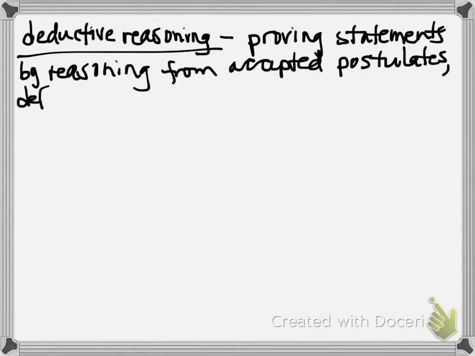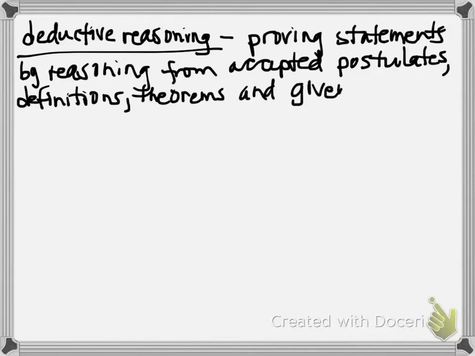Definitions, theorems, and given information. So all of these key pieces of information are what we use to, one step at a time, get to our answer. And given information also includes the diagram.